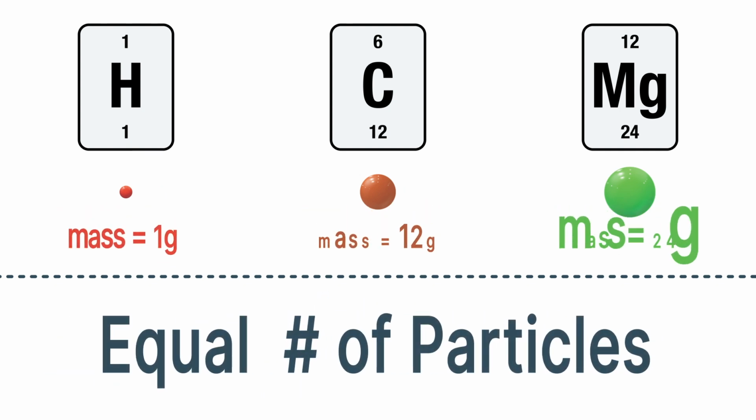We could also say at this point that if we randomly take the atomic mass number of grams, that is 24 grams of magnesium, 12 grams of carbon, and 1 gram of hydrogen, then they will all have the same number of particles, since the ratios are the same. But we'll come back to this shortly.